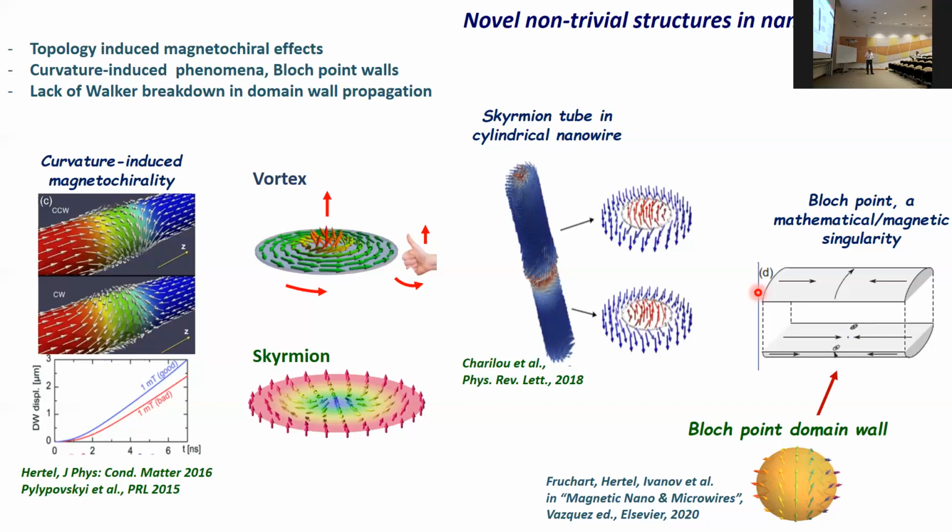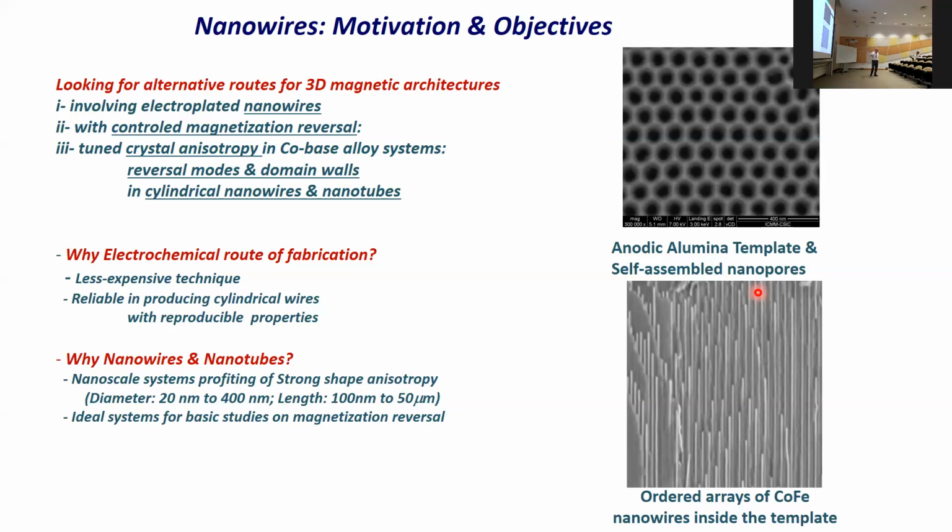So we have been working with these cylindrical nanowires for 15 years, something like that. We prepare these nanowires by an electrochemical route, electrodeposition. First, we prepare a porous template, for example, anodic alumina templates. Then, once we have these holes in the membrane, we fill the holes, the nanopores, with a metallic ferromagnetic material, element or alloys. This is really a less expensive technique, and we are able to get reproducible, reliable results in the magnetic properties of the cylindrical nanowires.